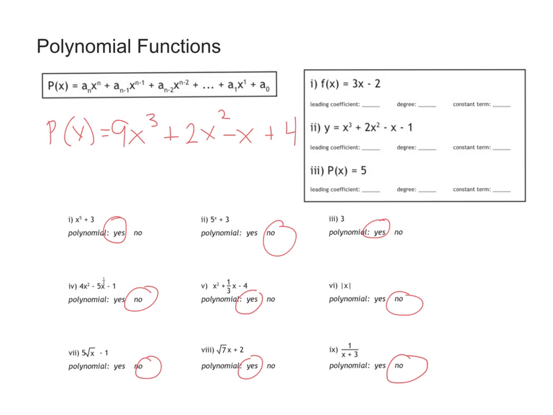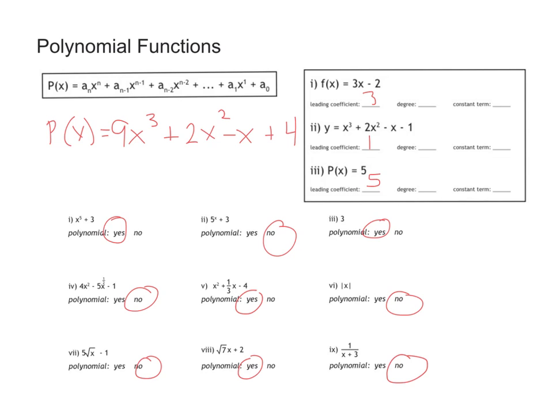So in the first one, what would you say is the leading coefficient? 3. And how about in the second one? 1. And in the last one? It's actually 5, because that's the first term. It's also the last term, but it's the first term, so it's 5. So 3, then 1, and 5.